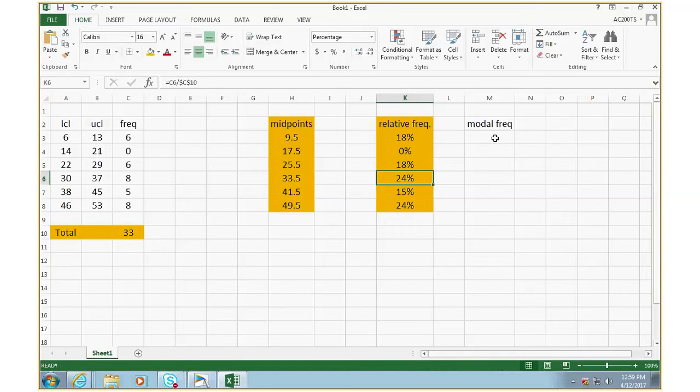The modal frequency is the frequency that has the most. Well, it looks like there's two, 30 to 37 and 46 to 53. So you would put 30 to 37 and 46 to 53. Usually it's going to be 1, but sometimes you can have 2.